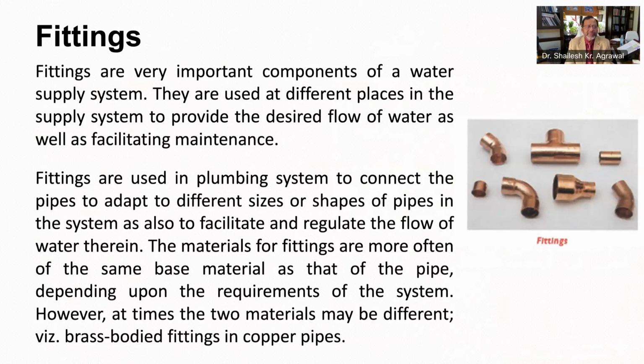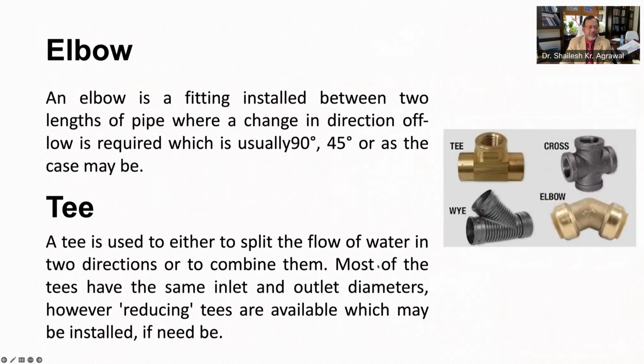The materials for fittings are often the same, or more often of the same base material as that of pipe, depending upon the requirements of the system. However, at times two different materials may be used, like brass bodied fittings in copper pipes. The most common fittings used in the system will be explained now for the information of prospective house owners.